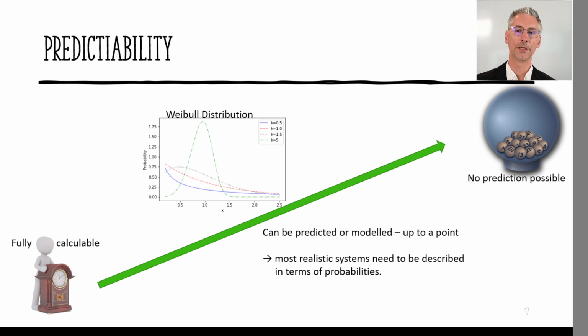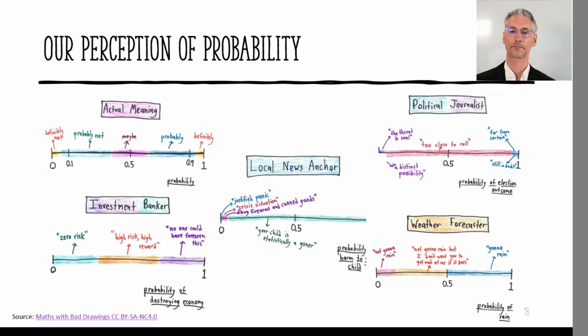most of the systems are between those two extremes. So we have a statistical behavior in the sense that it can be modeled by a distribution and it can be predicted up to a given point, but not exactly. So we need to describe everything in terms of probabilities. So what do we mean by that?